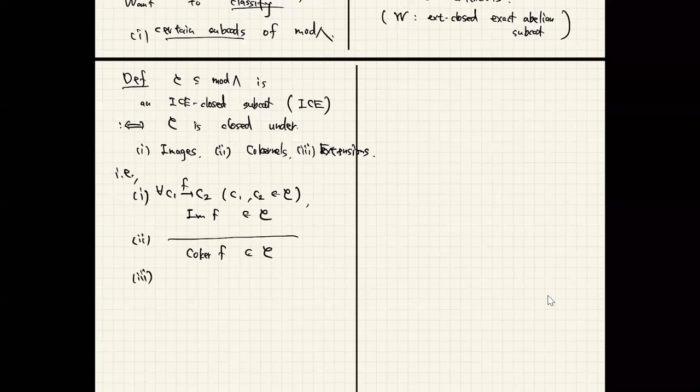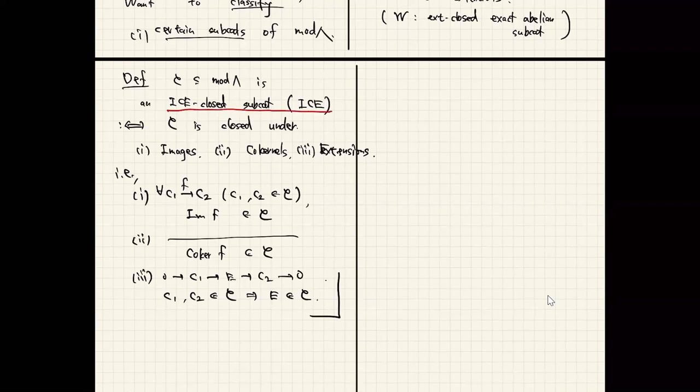The third condition is that for every short exact sequence of this form, with these left and right terms belonging to C, then E also belongs to C. So it's closed under taking extensions of modules contained in C. And so this is the main object of today's talk.